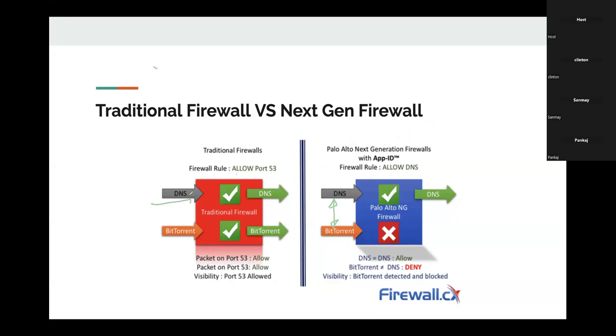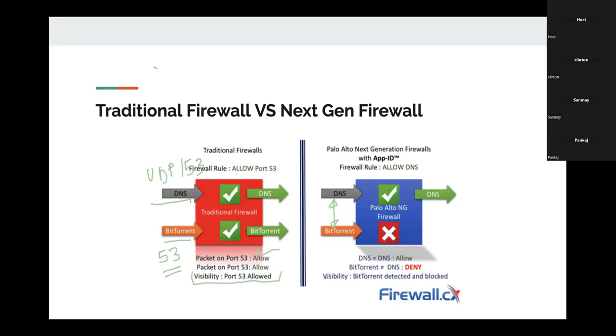As you can see, DNS usually works on which port number? UDP 53, right? And now if BitTorrent is also working on the same port, UDP 53, then the traditional firewall will just see, okay, this is UDP 53, allow this traffic. Now this creates vulnerability in your network. This is the visibility that the traditional firewall has.